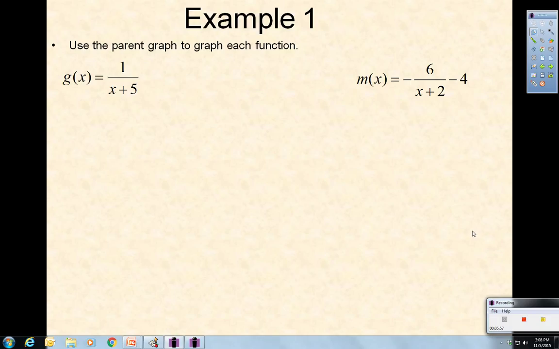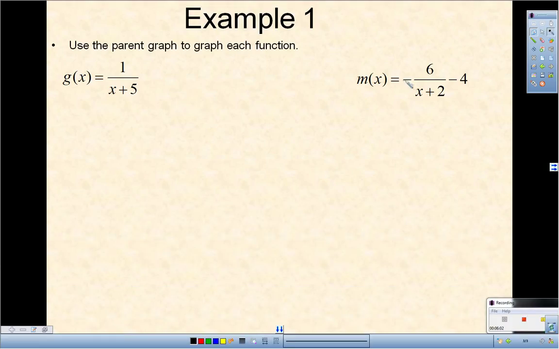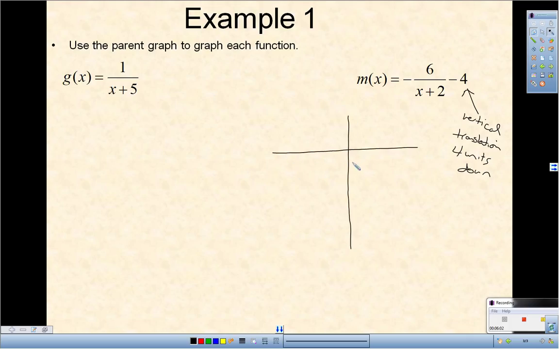Alright, let's take a look at the second function. For this one, it has negative out in front, and then 6 over x plus 2 minus 4. The first thing I notice is that I have a vertical translation of 4 units down. So that horizontal asymptote that was at 0 is now going to be at negative 4. So I'm just going to go 1, 2, 3, 4. So now here's where my horizontal asymptote is.